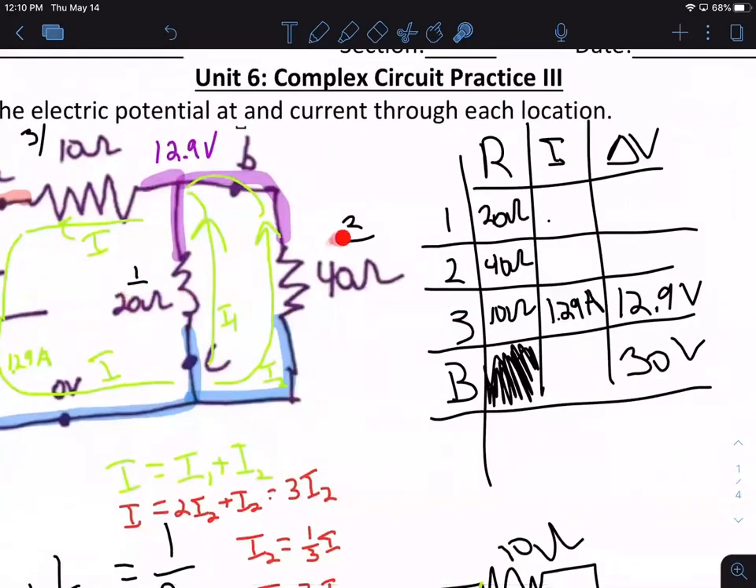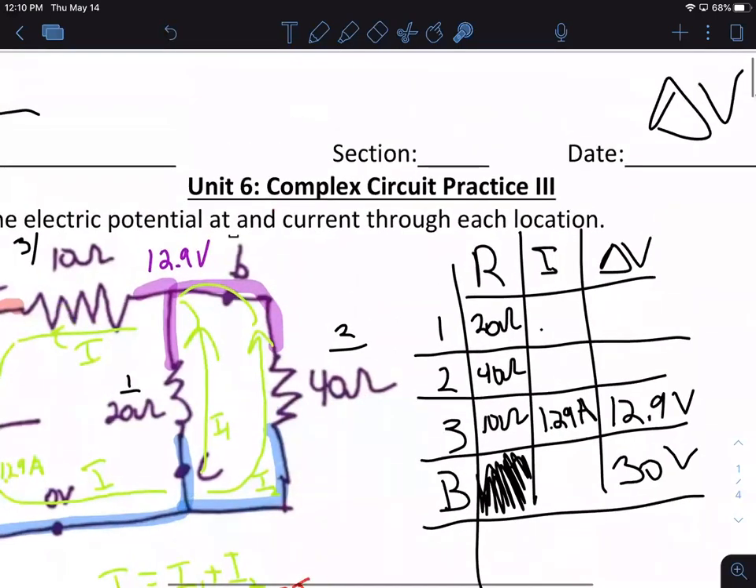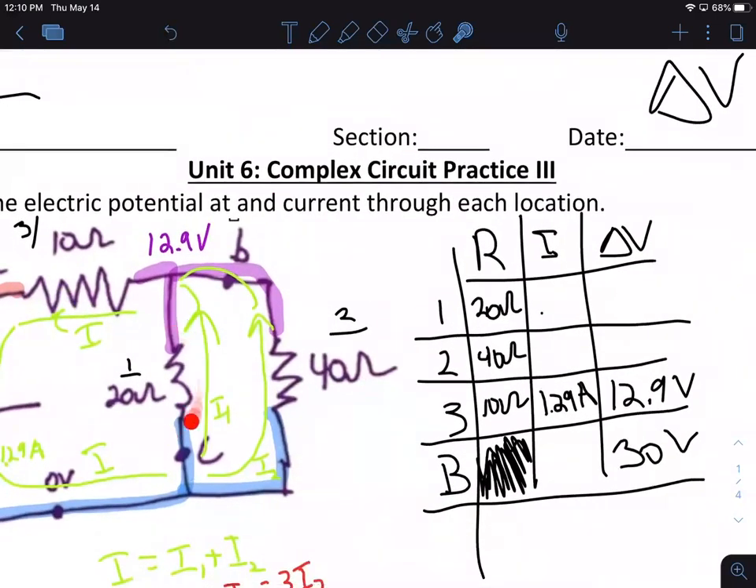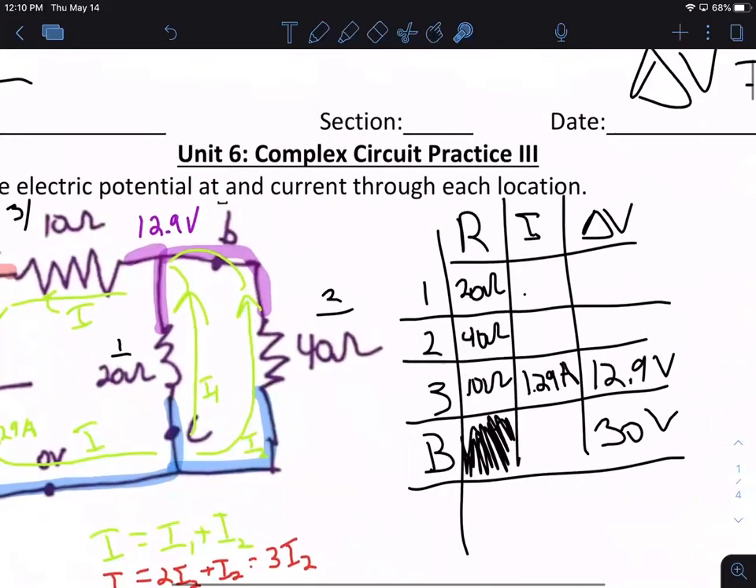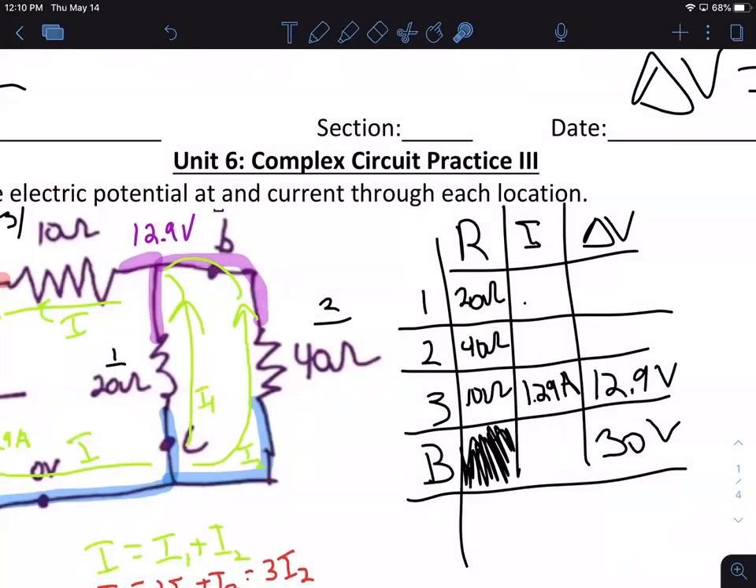Now let's say I didn't make that observation. That's okay, because I know the change in voltage here. I know it's going from 30 out of the battery, and it's losing a certain amount to get to 12.9. Well, how much is it losing? The difference between 30 and 12.9 is 17.1. So I can say resistor 1 is changing the voltage by 17.1 volts, and the same thing for resistor 2. Whether the electron goes this way or that way, it needs to lose 17.1 volts down either path.